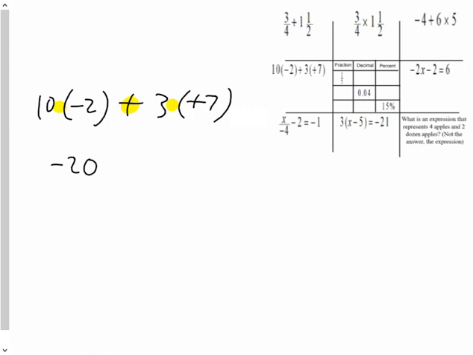The multiplication will become -20. The multiplication will become positive 21. I'm going to even keep that in brackets as positive 21, just to make my next step a little bit easier, because the last thing I'm going to do is add those together. I have negative 20 and I have positive 21. I have more positives. How many more? I just have one more positive than negative. So my answer is 1.